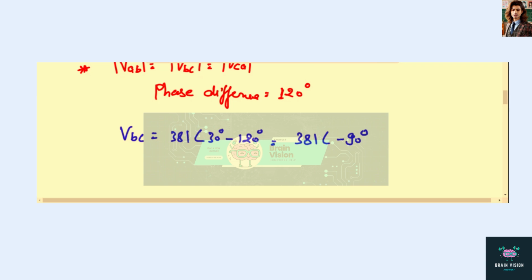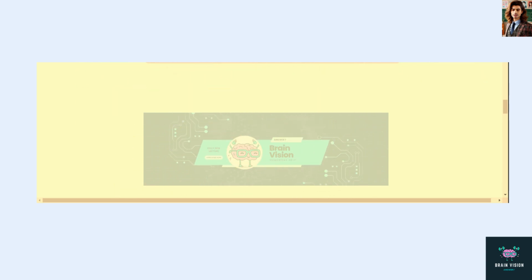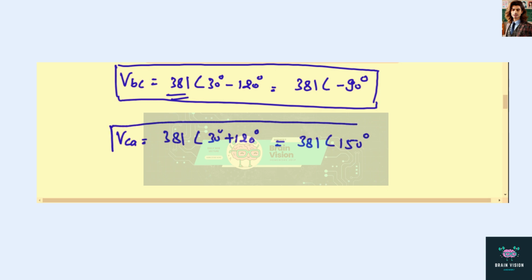So the value of VBC will be 381 angle minus 90 degrees. This is our VBC. And finally, if we calculate the value of VCA, again the magnitude will be the same, 381, and the angle will be 30 degrees plus 120 degrees. So this will become 381 angle 150 degrees. This is the value of VAC or VCA.